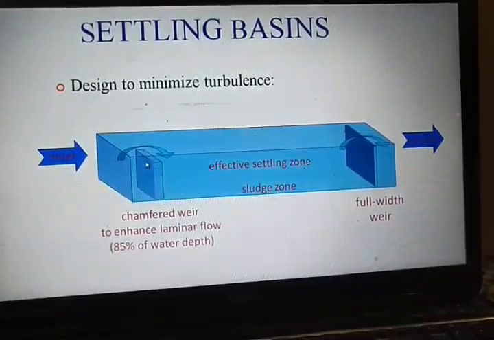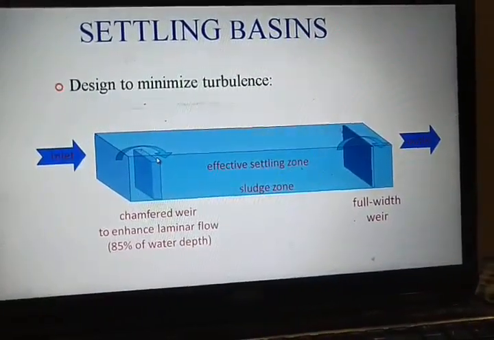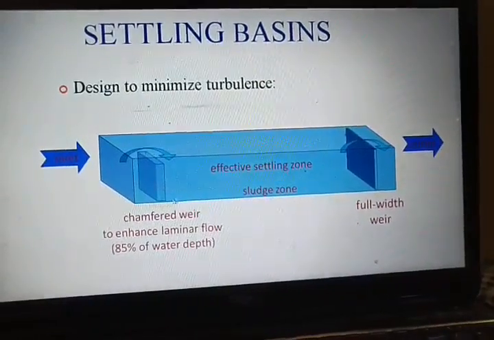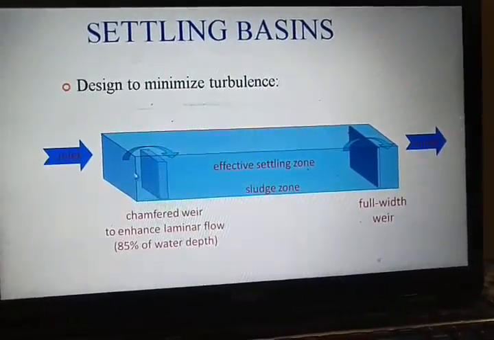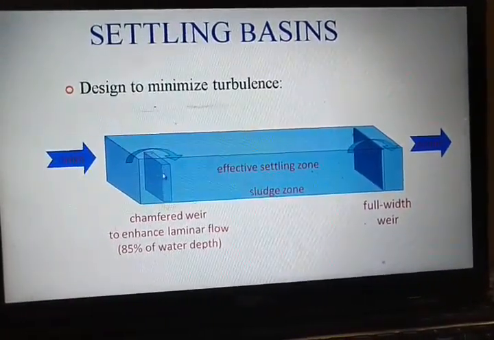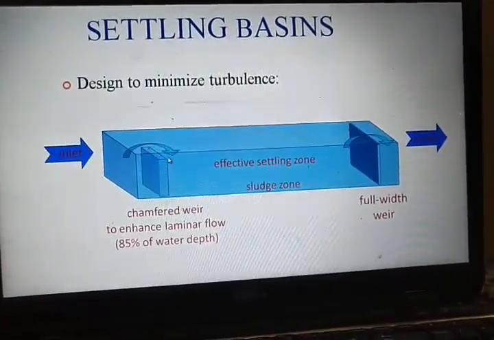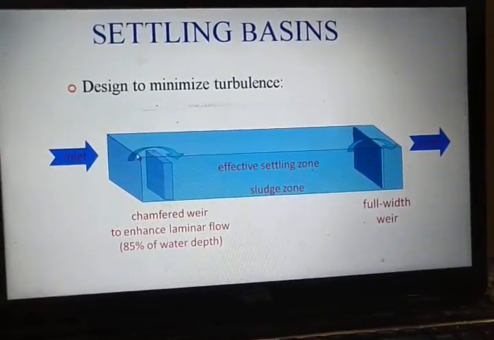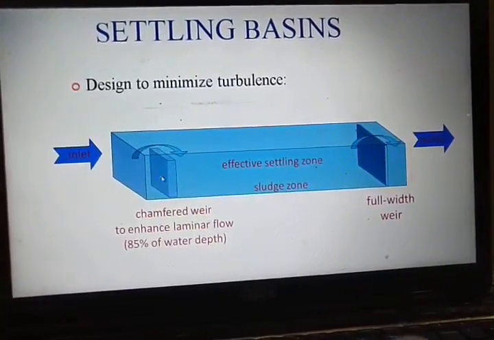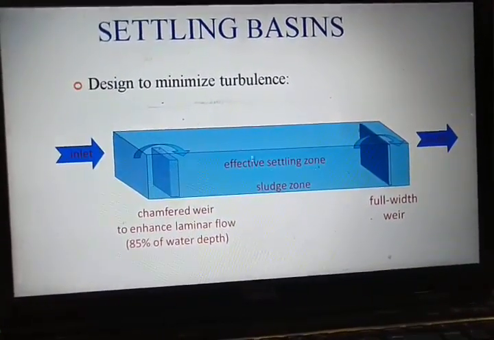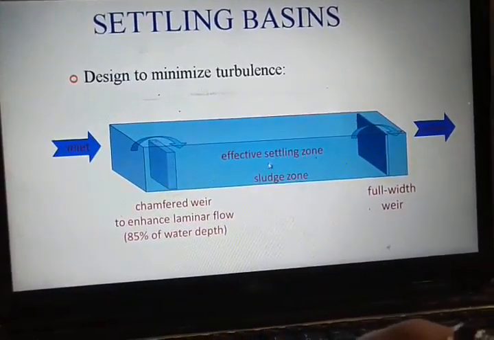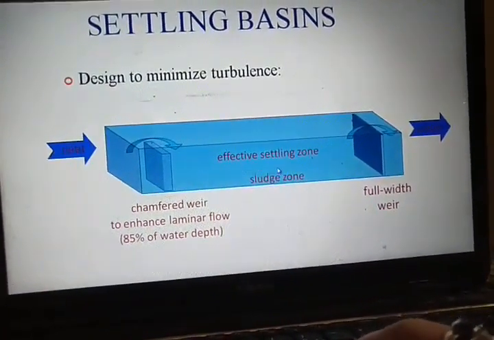if there is turbulence there could be shock loading, and also there is little room for settlement of the particles. Hence, to reduce the flow velocity, we have provided a chamfered kind of weir so that it reduces the velocity and water enters slowly into this settling zone. Okay, so this is the inlet zone and this area is the effective settling zone, and this is the outlet zone, and this is the sludge zone at the bottom.